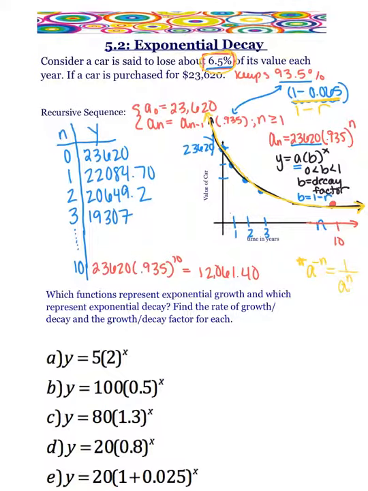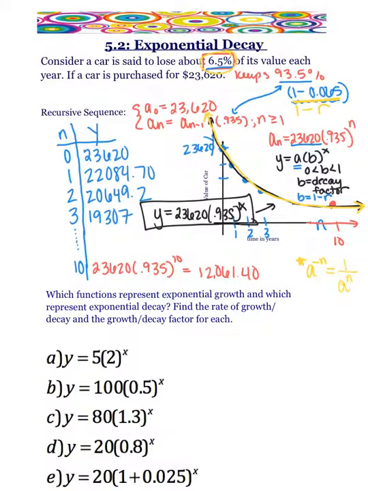So those are the two different things. If I were going to write this as a function instead of a sequence, I would say y equals $23,620 times 0.935 raised to the x. And that is the function I would use to describe this exponential decay curve.